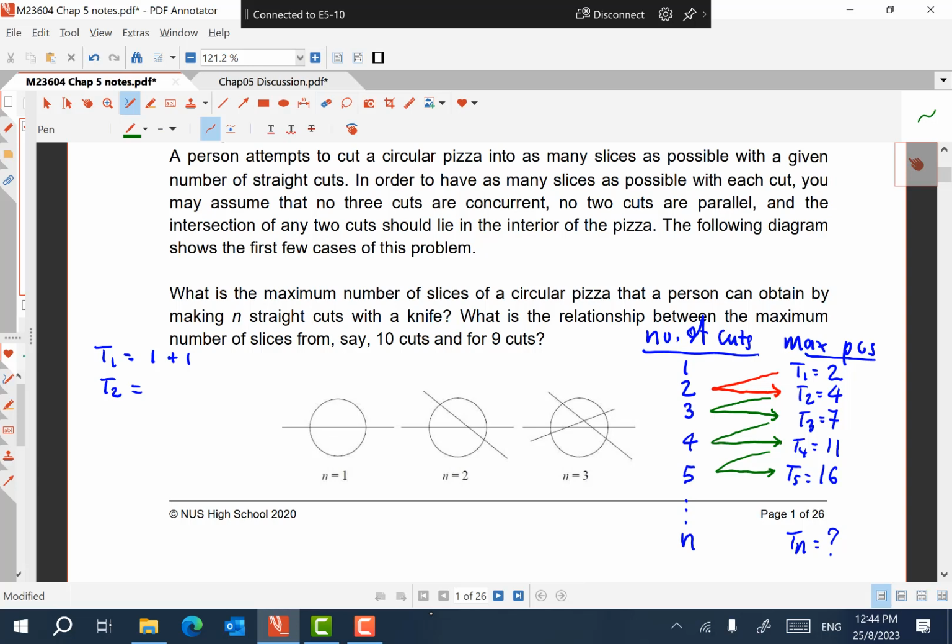Let me try on the board again. 1 cut. 2 cuts. You just make sure that when you cut, you cut through the earlier 2 lines. 3 cuts. And then the 4th cut, you must make sure you go through the first 3 lines. Do I have a pen? I don't have one. Okay, let me show you. You must make sure that you go through the first 3 lines.